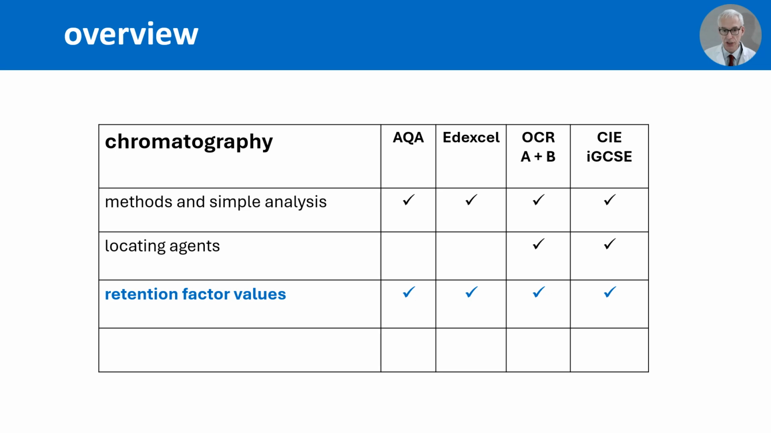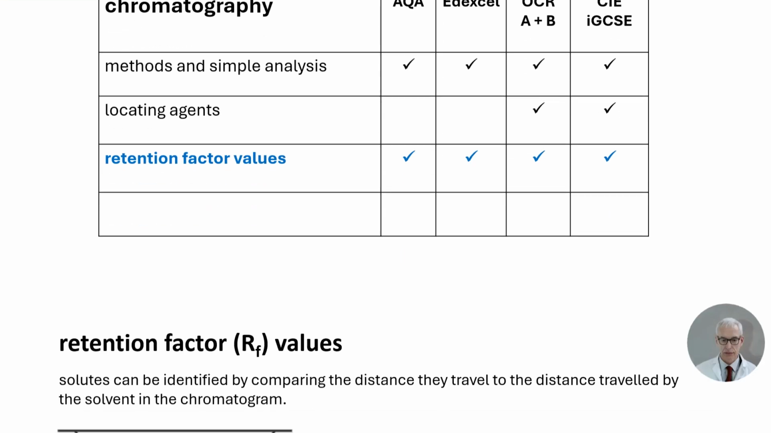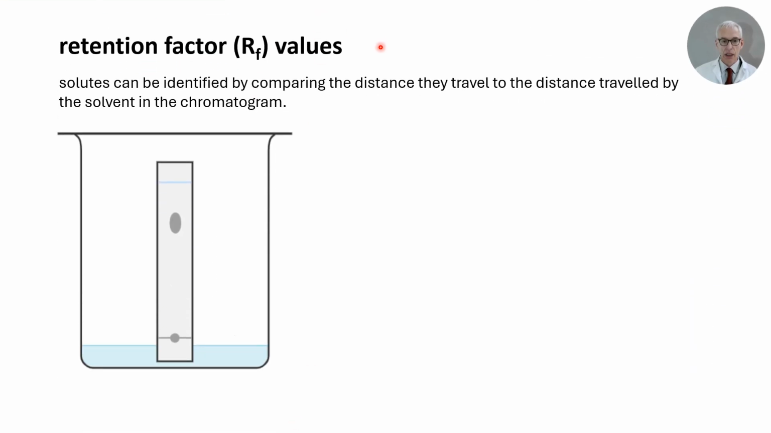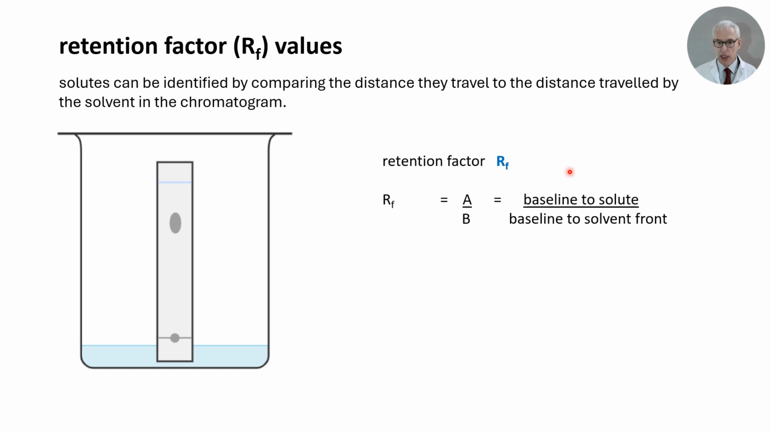Retention factors. Retention factor, RF values. Solutes can be identified by comparing the distance the solute travels to the distance traveled by the solvent in the chromatogram. This is known as the retention factor.